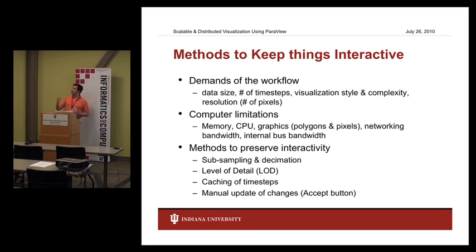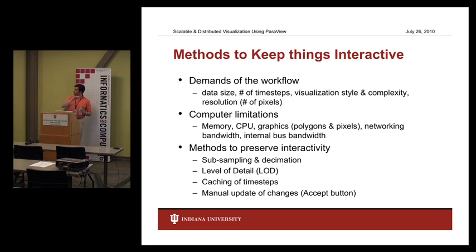The limitations of your computer could be the memory, the CPU, the GPU, which kind of breaks down into polygons and pixels, networking bandwidth, internal bus bandwidth. There's lots of possibilities. And there are lots of interesting computer science research projects in analyzing the pipeline and the performance and optimizing things.